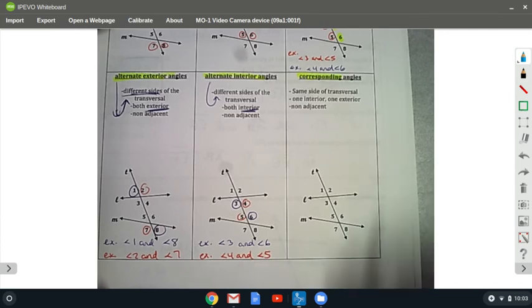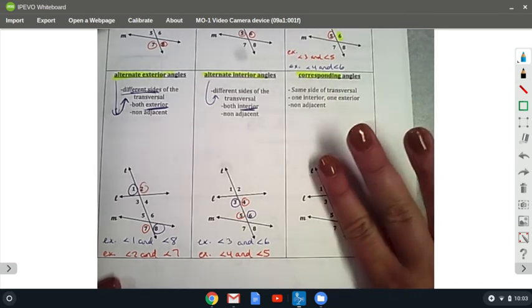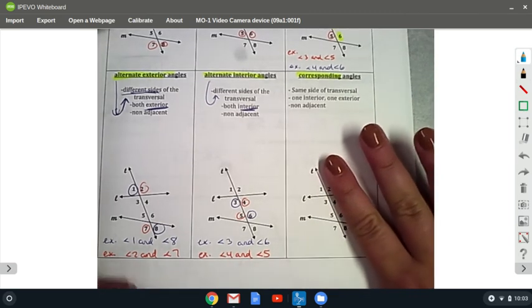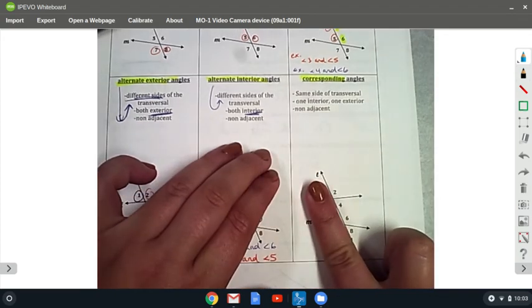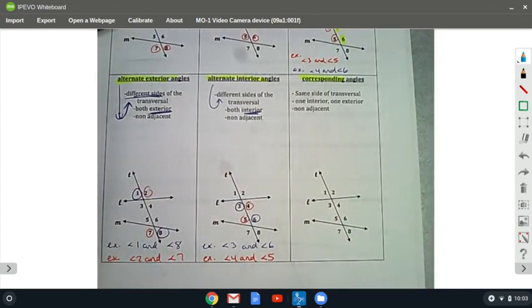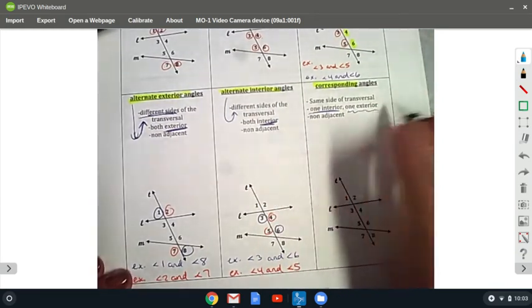And last but not least, we have corresponding angles, which are probably the trickiest. They're on the same side of the transversal. So that means these 1, 3, 5, 7, those are all on the same side. 2, 4, 6, 8, those are all on the same side. One's interior though, and one is exterior.